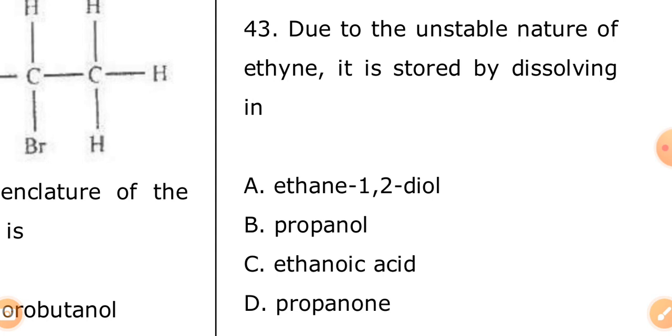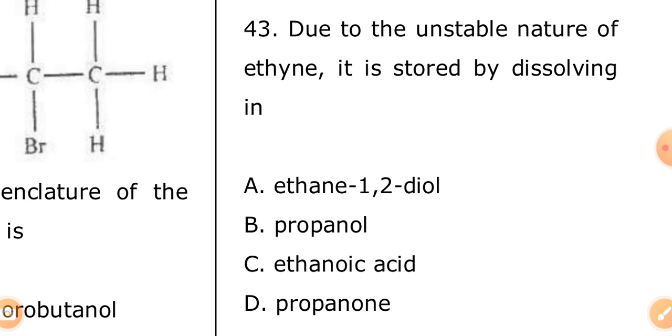Question 43. Due to the unstable nature of Ethyne, it is stored by dissolving in dash. A. Ethane-1,2-diol. B. Propanol. C. Ethanoic acid. D. Propanone.